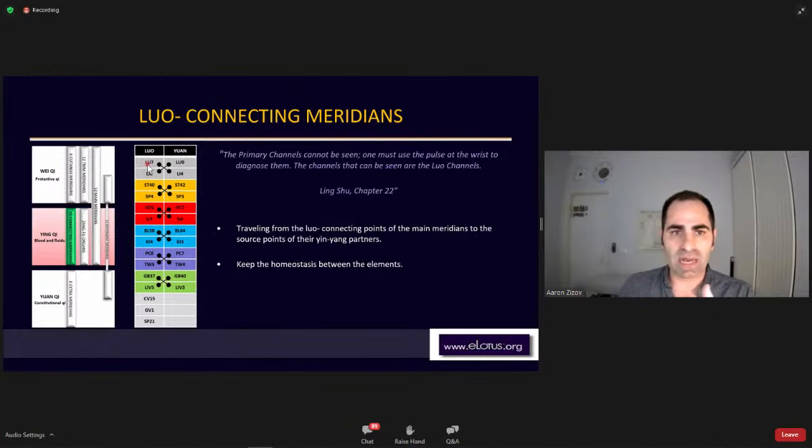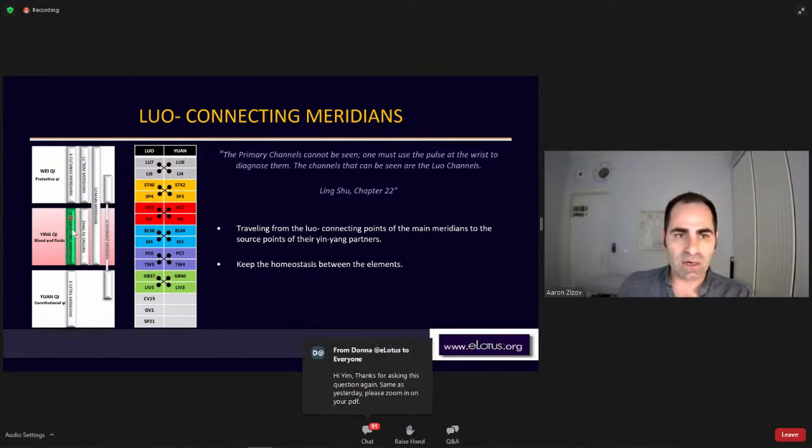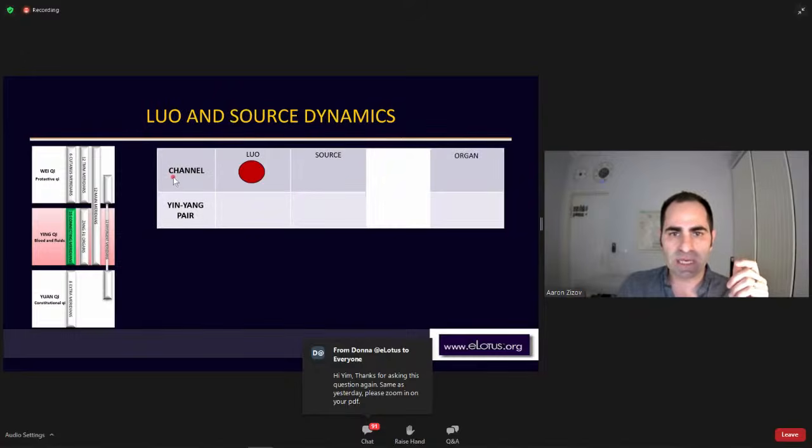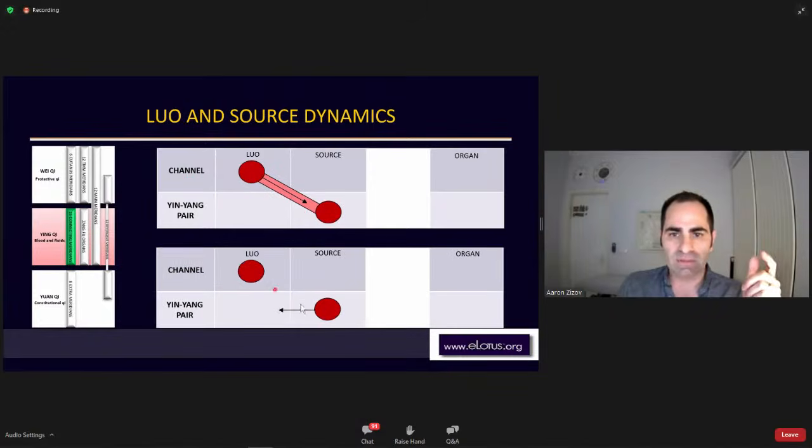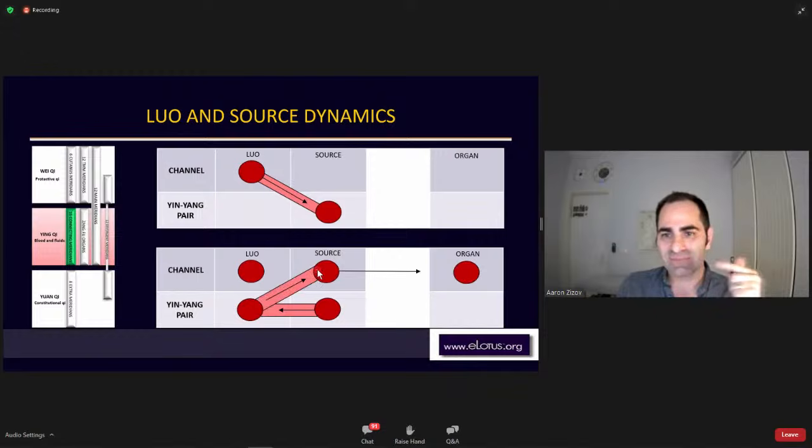So Lung 7 will connect to Large Intestine 4, which is the Yuan point of the large intestine, and the same for all the other meridians. The Luo connecting points or meridians are also in the yin level. I showed how the connection goes between Luo and source, and from the source again to the yin-yang pair, going through the source again and to the organ. I showed it yesterday.